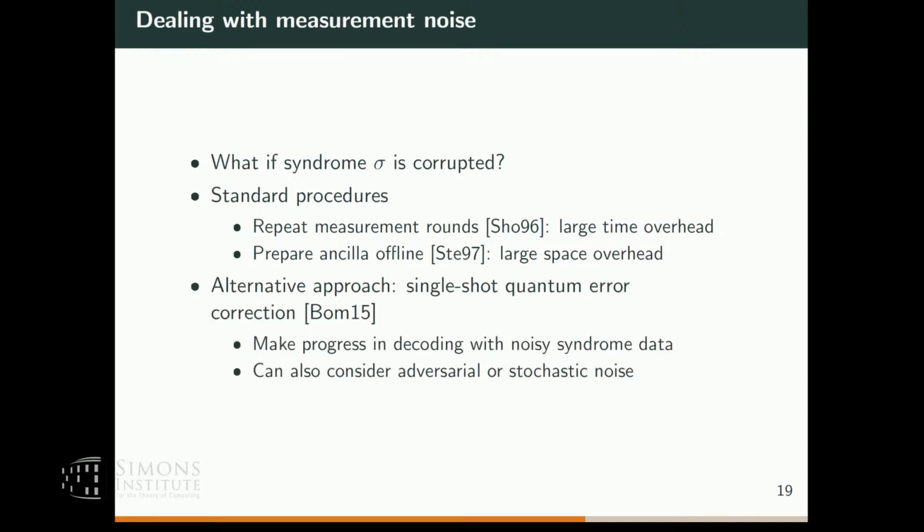But it turns out that there's an alternative approach proposed by Bombin, which is called single-shot quantum error correction. And single-shot quantum error correction means that sometimes we can make progress in decoding even with the noisy syndrome data. So in particular, the decoder takes in this noisy syndrome data and still outputs a reasonable correction. So it might not take you back exactly into the code space, but it could leave some very small residual error that is manageable. And in this single-shot setting, one can again consider either adversarial or stochastic noise, which are not comparable unless you're dealing with the case of linear distance, where the adversarial case implies the stochastic case.